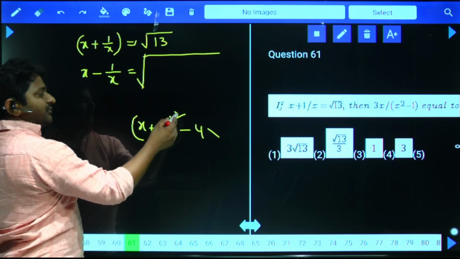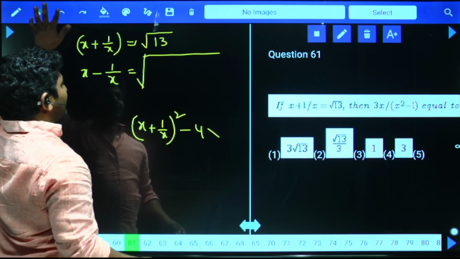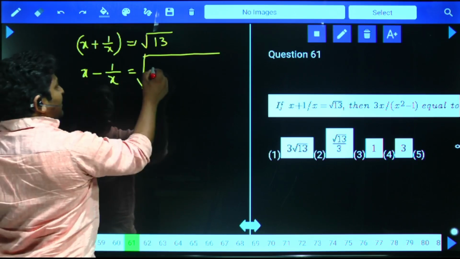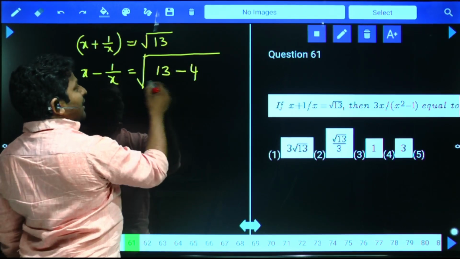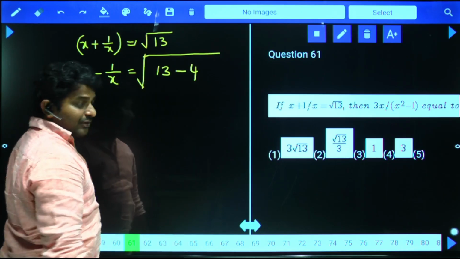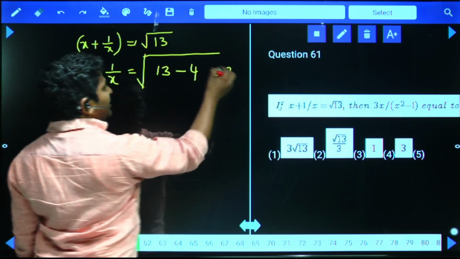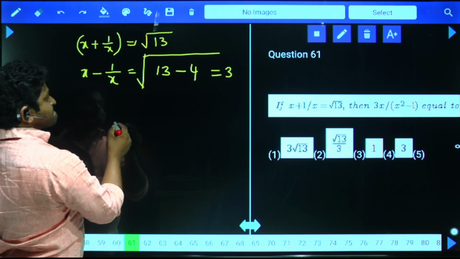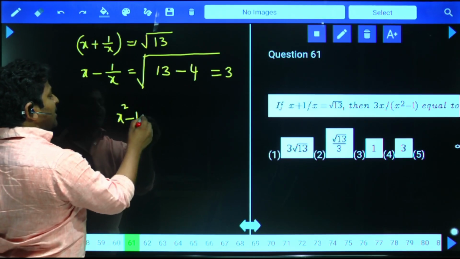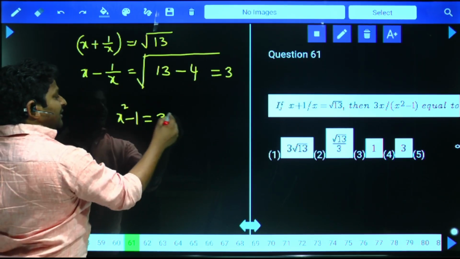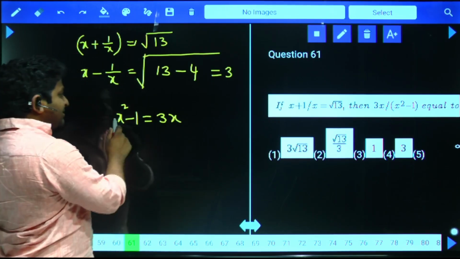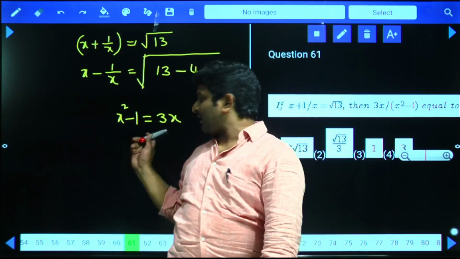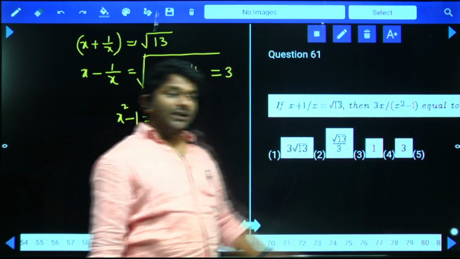So x plus 1 by x whole square minus 4. We already know x plus 1 by x value is equal to under root 13. Square is equal to 13 minus 4. Under root 13 minus 4 in the sense under root 9, which is equal to 3. Now from this we can say x square minus 1 by x is equal to 3, that is equal to 3x. X square minus 1 is equal to 3x. Your denominator is x square minus 1. Now we got it as 3x. 3x by 3x, answer is 1. Third option answer.